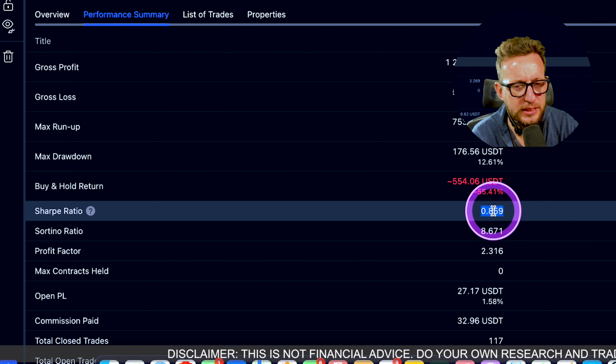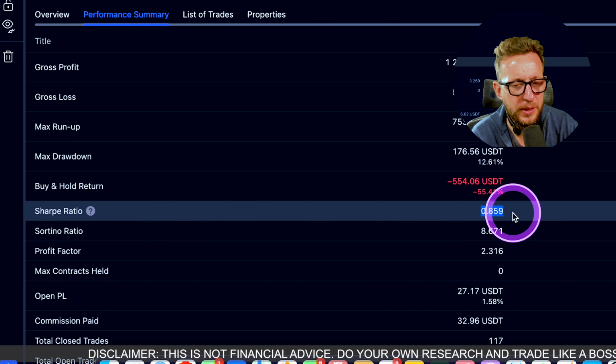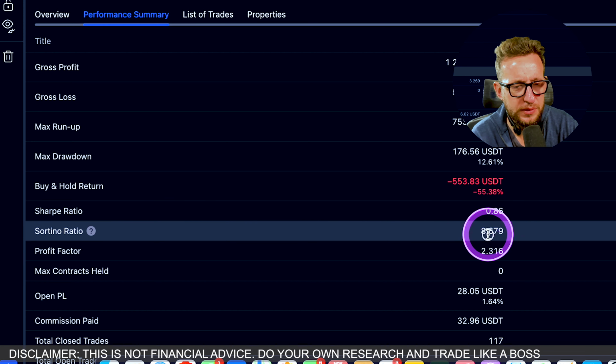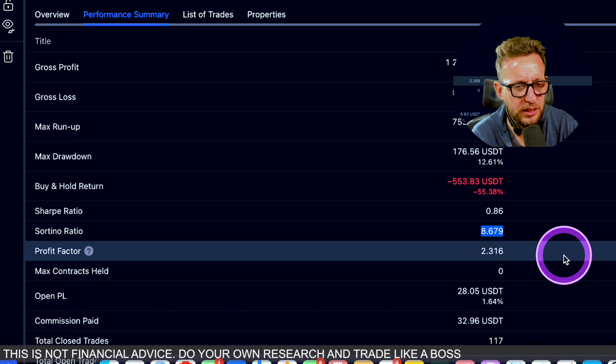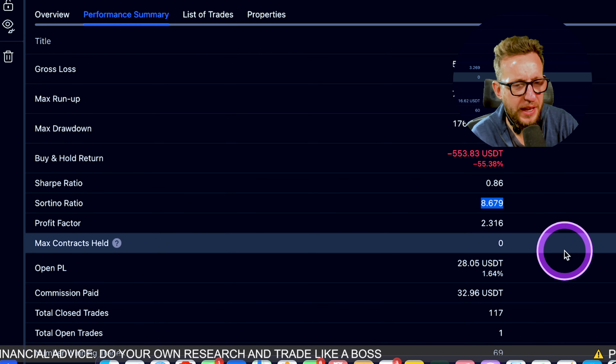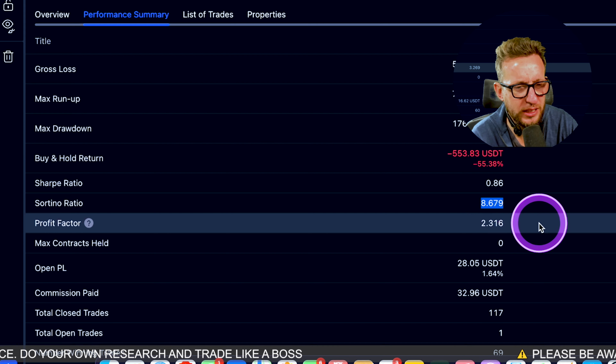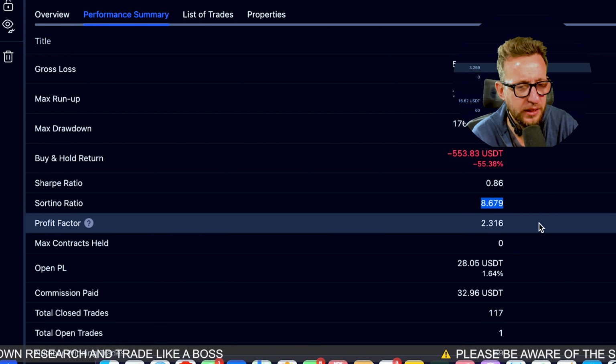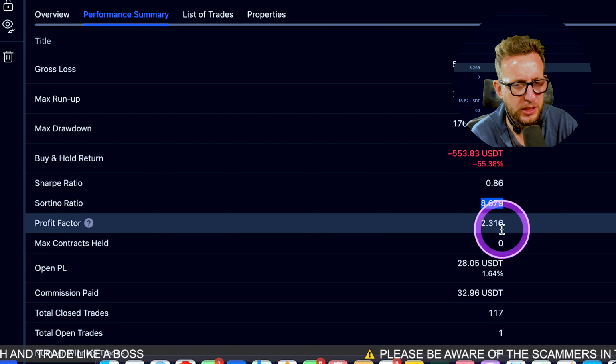Our Sharpe ratio is 0.85. I like to normally keep it above 1. Sortino is fine. We're at 8 Sortino, so I generally look for about that to be a half decent trading strategy as far as what I'm looking for as a benchmark would be.